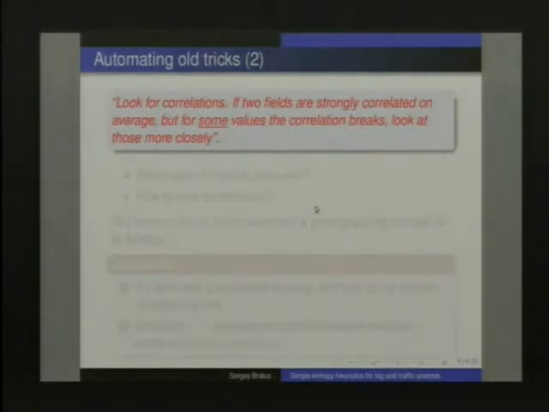More old tricks. Look for correlations. If two fields, if two protocol features are correlated strongly, but for some values the correlation breaks, look at those. So if a user comes from the same IP, right, or if a particular packet length corresponds to a particular protocol, or a particular TTL corresponds to a particular application.